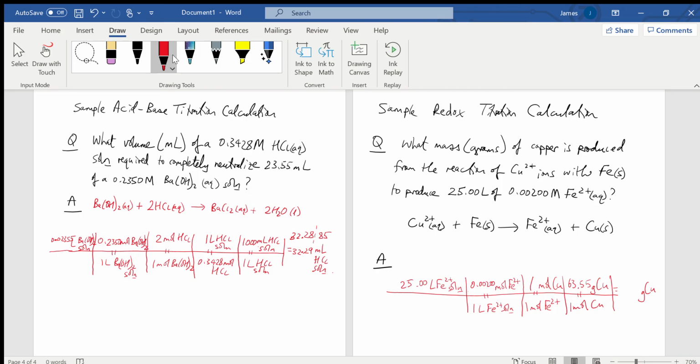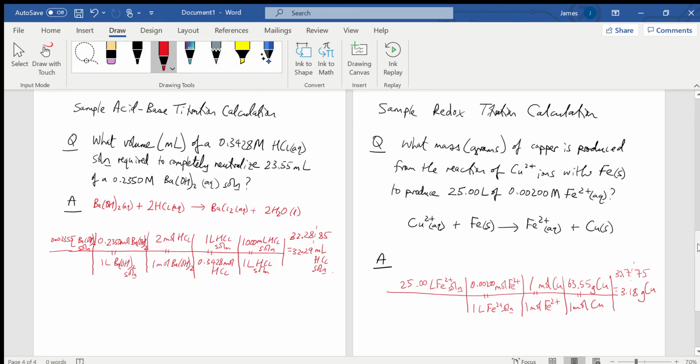We're going to round this to 3 sig figs because our molar concentration of iron 2 is only 3 sig figs. So our calculator says 3.17, so let's give an extra couple of digits, 75. That first non-significant digit adds 1 to my last significant digit, so it's 3.18 as our final answer.